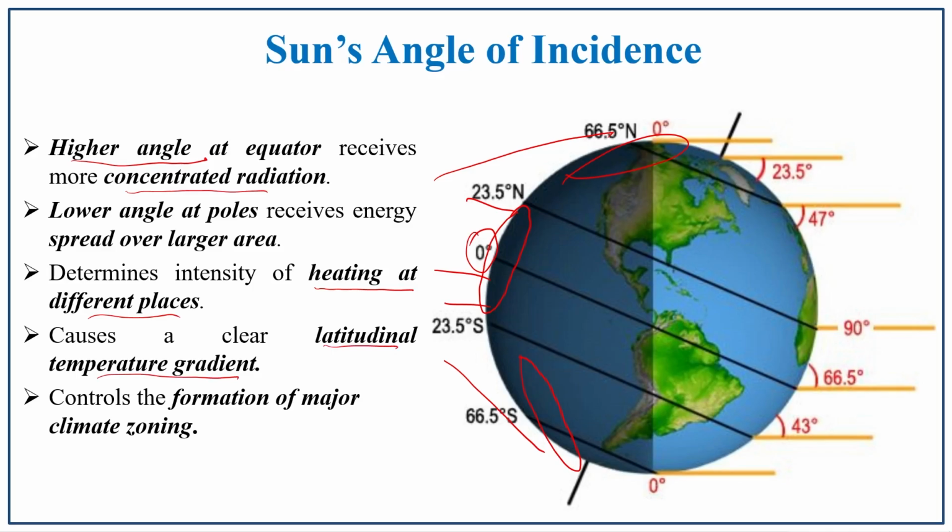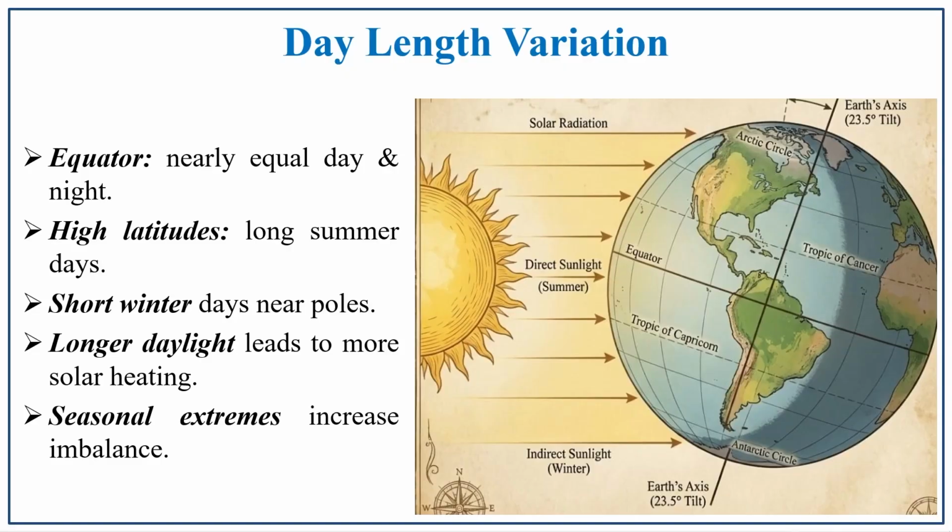There is a difference. It also controls the formation of major climatic zonation. In the climatic seasons and climates, we have discussed the major climatic zones. So, how have the zones evolved? Because of temperature. Because of the availability of temperature, the climatic zones vary and the vegetation pattern varies. So, the sun's angle plays a vital role, one of the important factors.